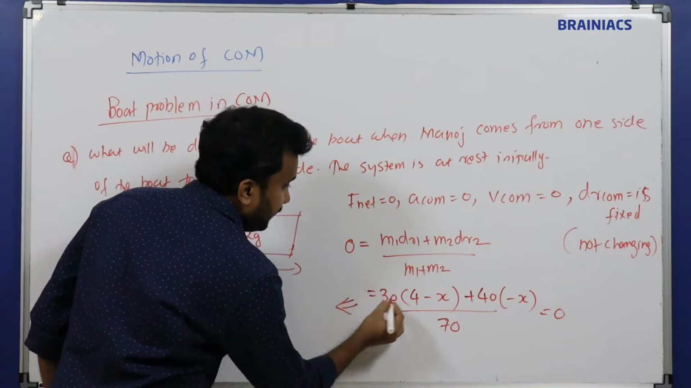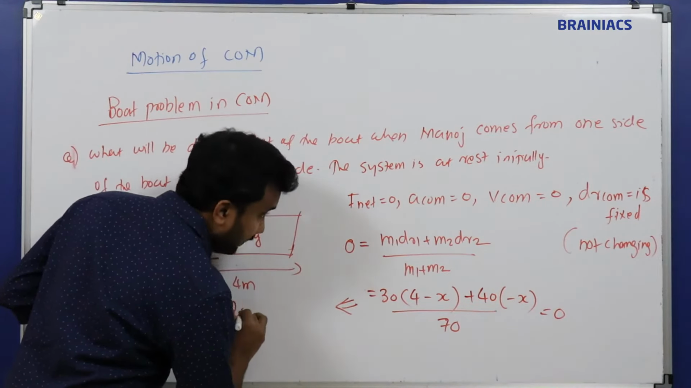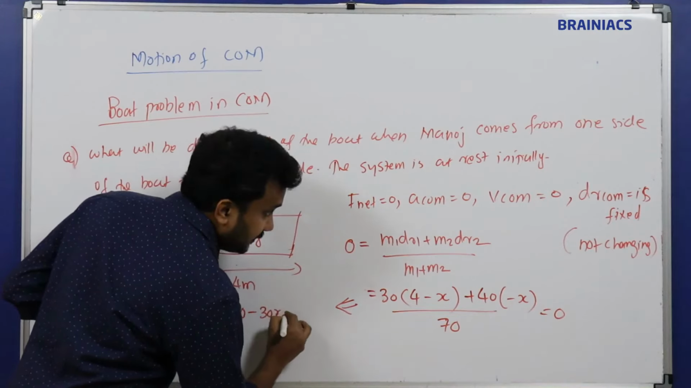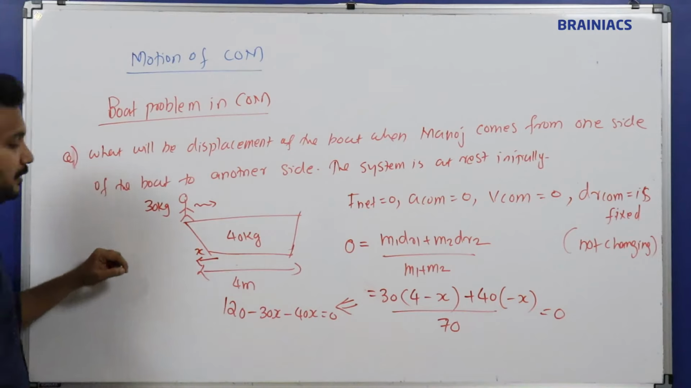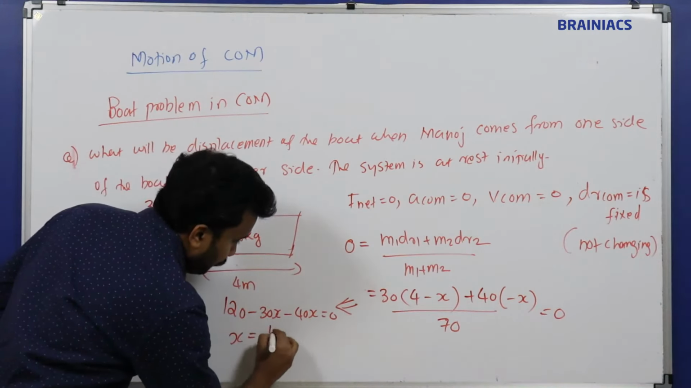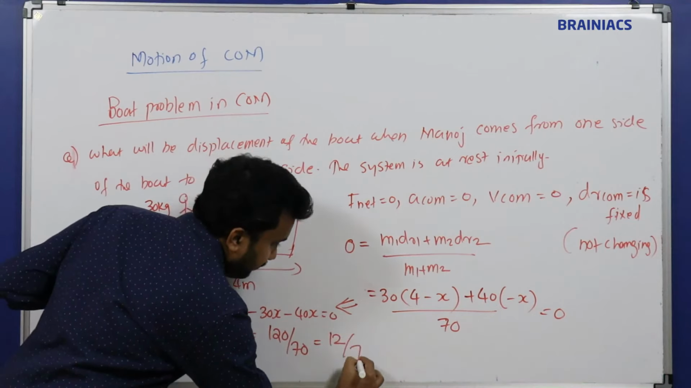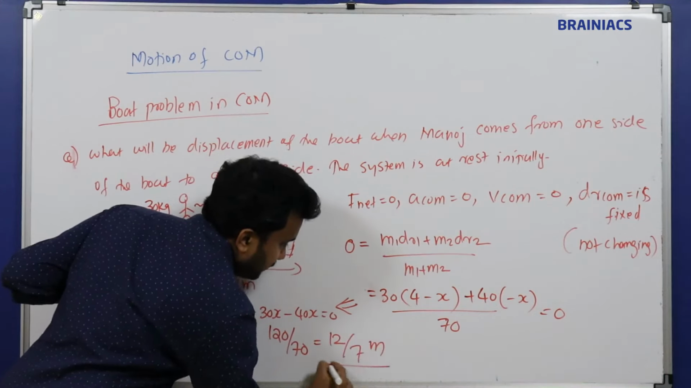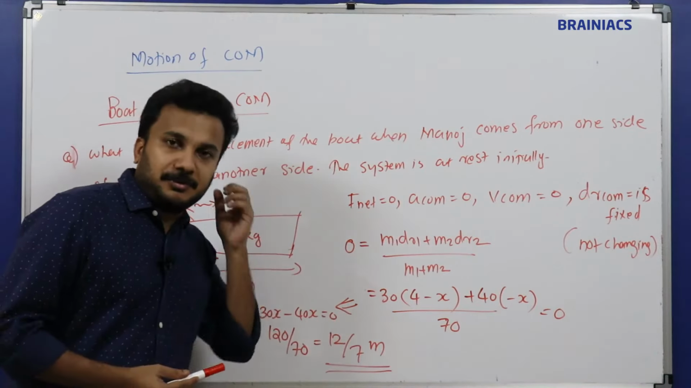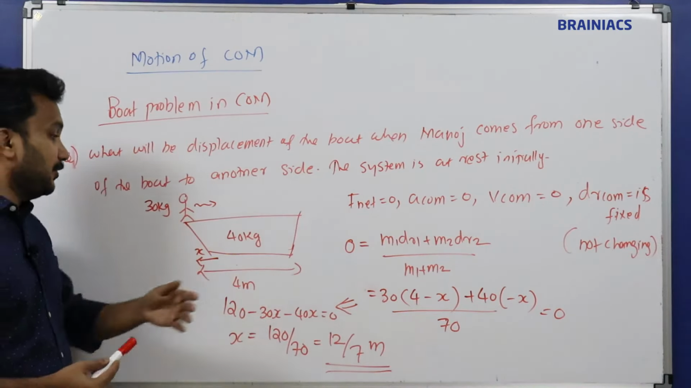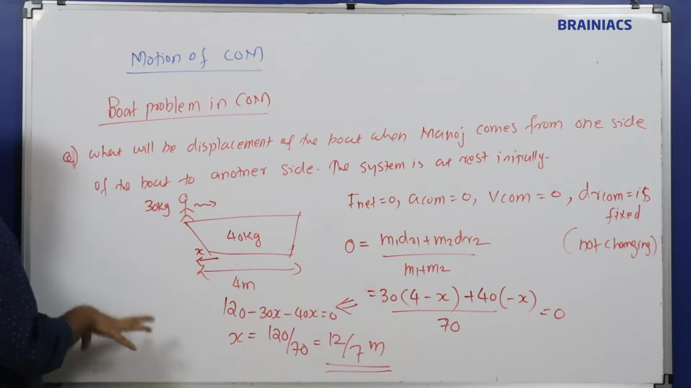So let's solve it. 30 into 4, 120, minus 30x minus 40x equals 0. So x will be equal to 120 divided by 70, which means 12 divided by 7 meters the boat has to shift. This is 1 point something, 1.6 or 1.7. So this much the boat will be shifting.